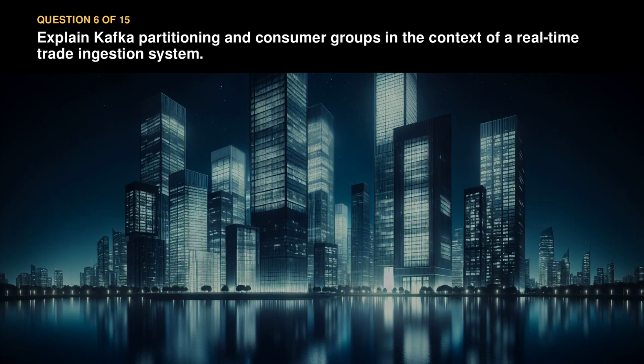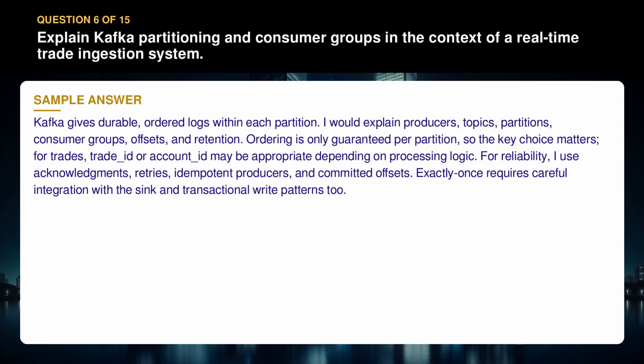Question 6. Explain Kafka partitioning and consumer groups in the context of a real-time trade ingestion system. Kafka gives durable, ordered logs within each partition. I would explain producers, topics, partitions, consumer groups, offsets, and retention. Ordering is only guaranteed per partition, so the key choice matters.